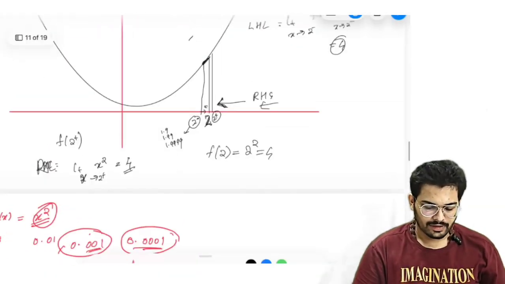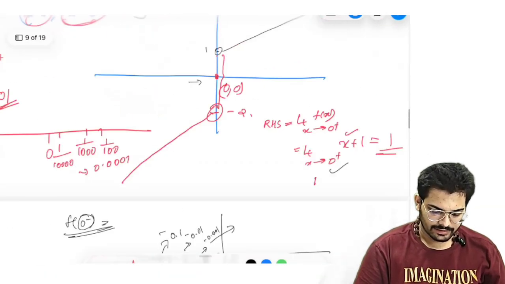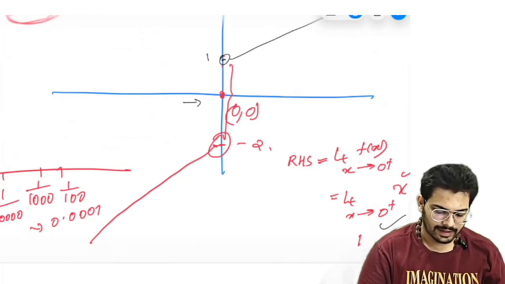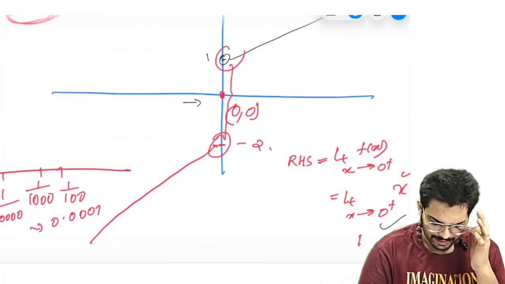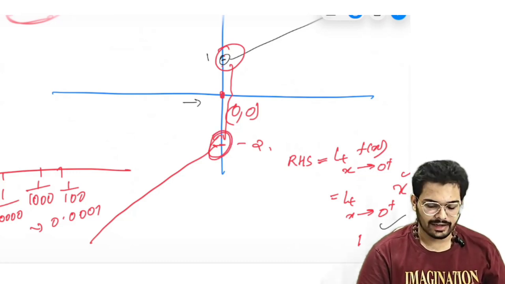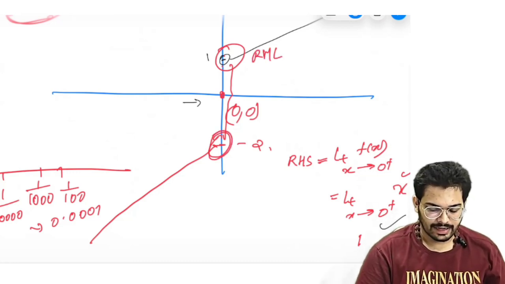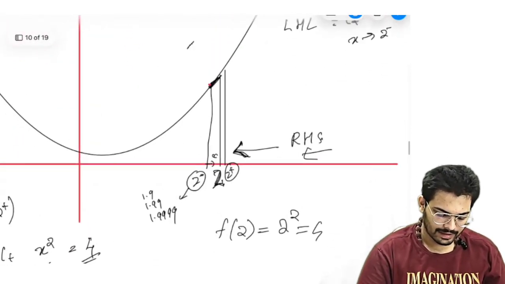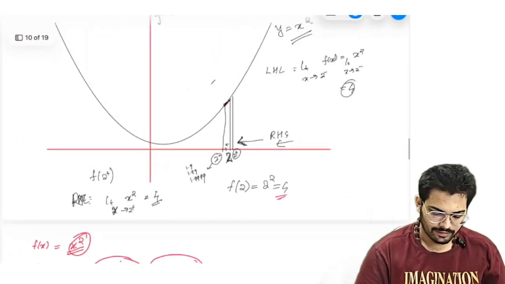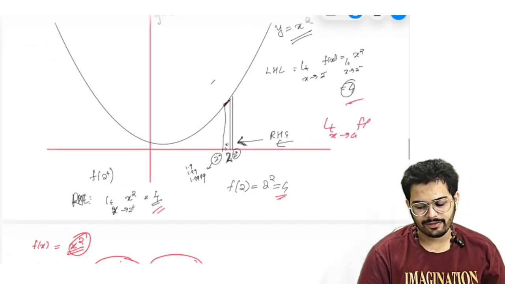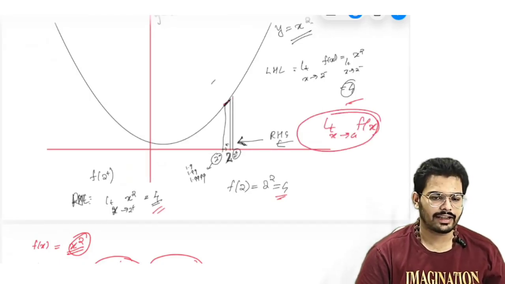Now again, in this function, the LHL and RHL are not coinciding. If you take a slightly positive value, you will get this value as the function. When you take a slightly lesser value, you will get this one. So here the right hand limit and left hand limit are separate. But in this case, the left hand limit and right hand limit are both giving you 4. In this case, you can simply say limit x tends to a f of x. You can club them together. Don't need to take it separately.